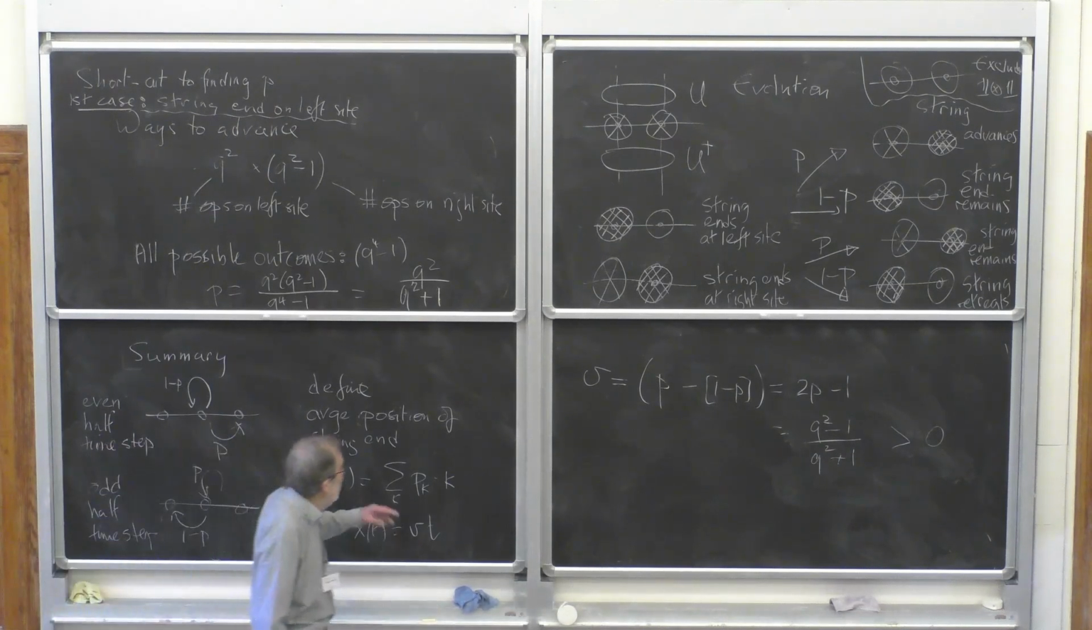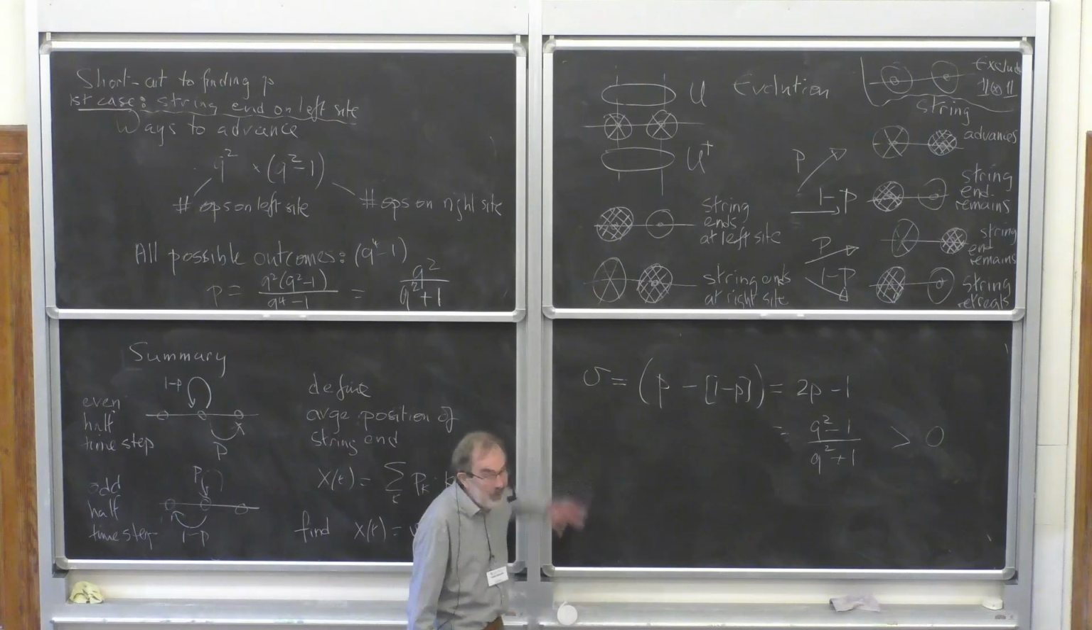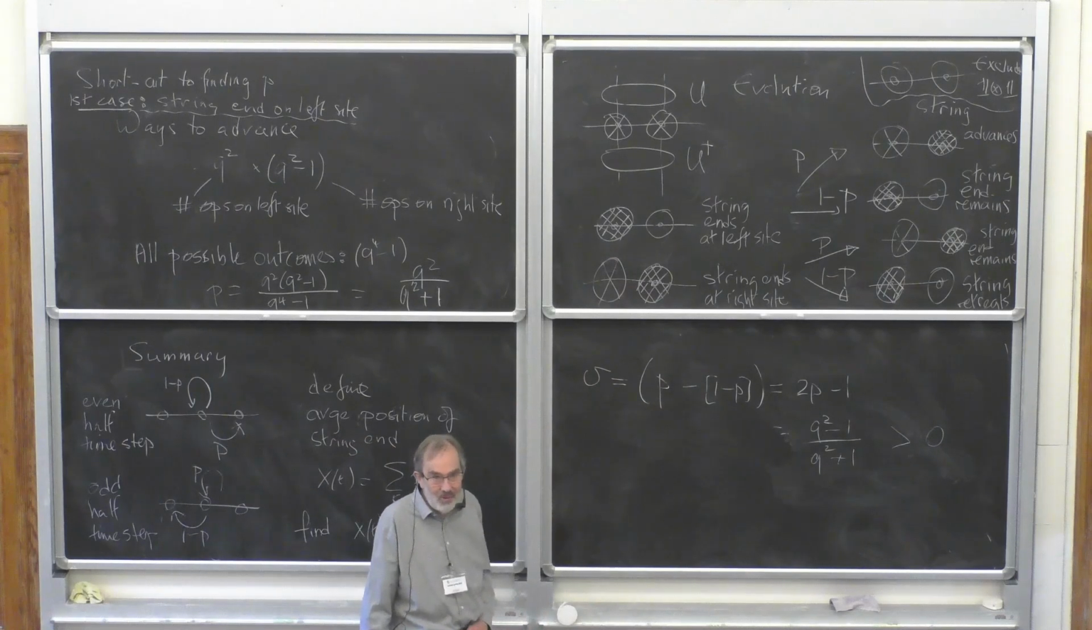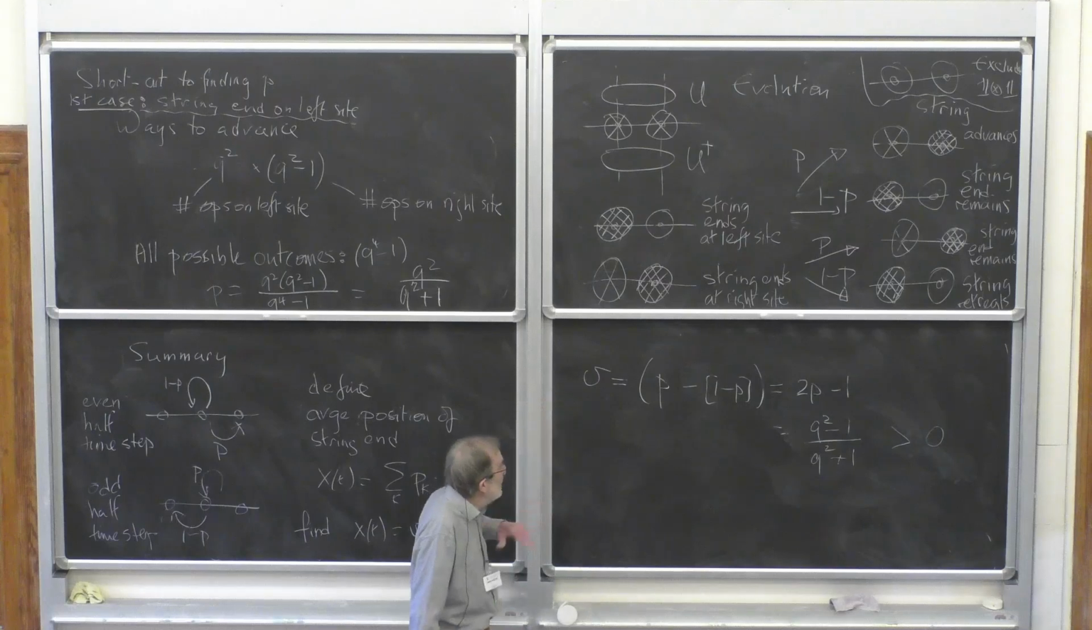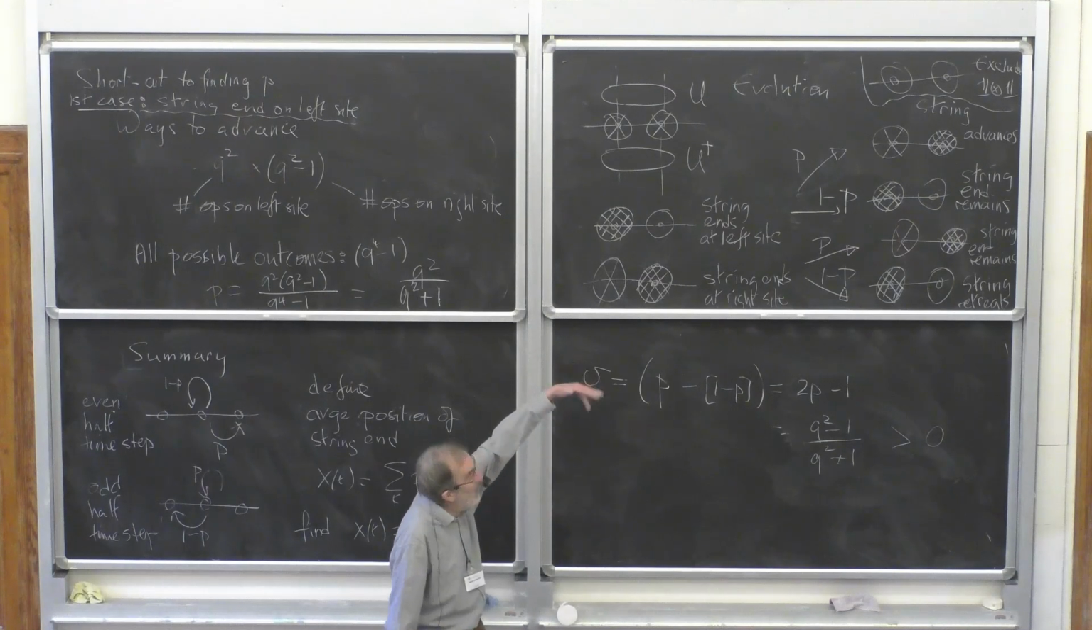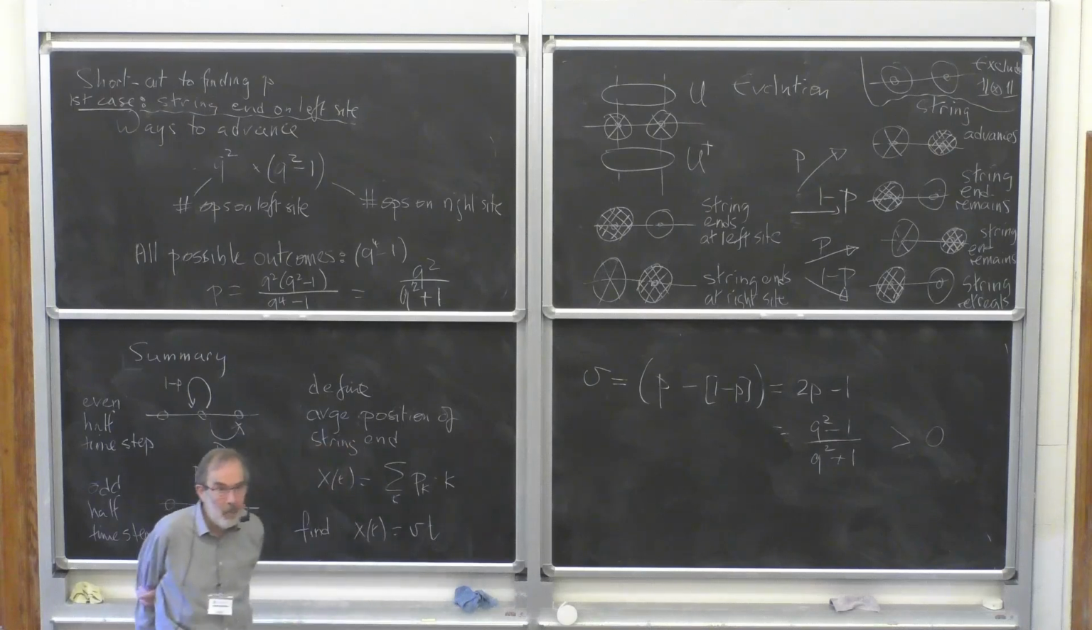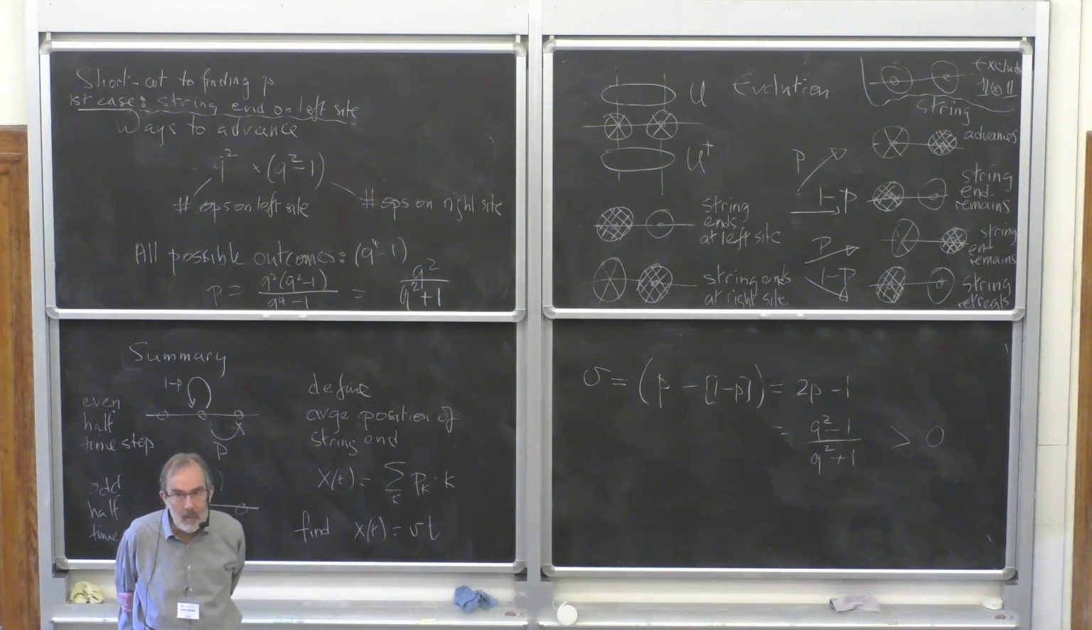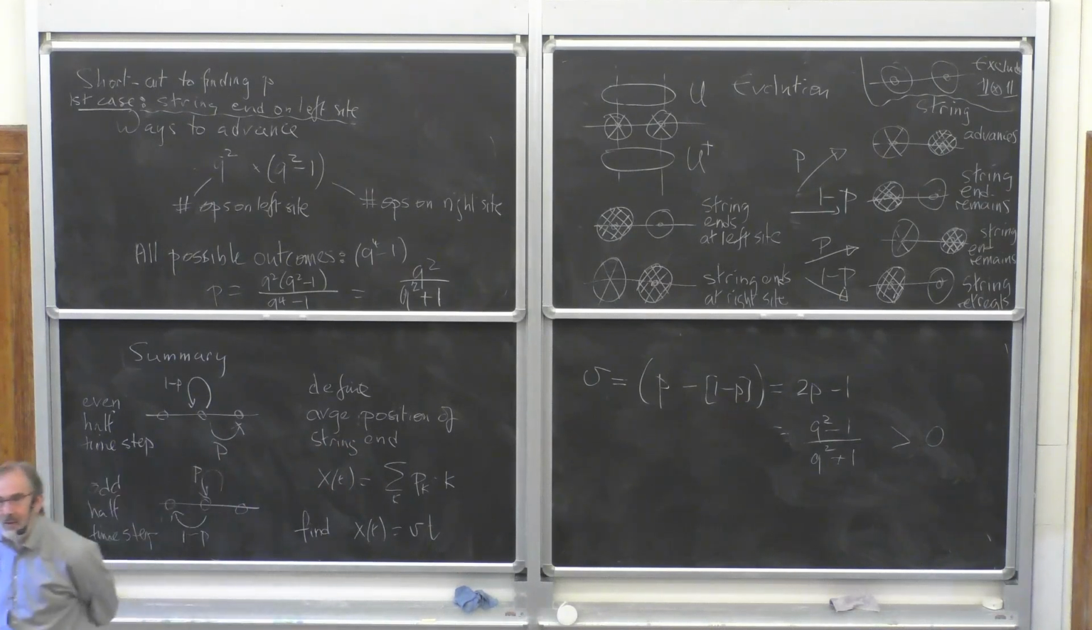But I hope that it's plausible to you that there's a velocity, and the key thing is that the velocity is positive because of this asymmetry that I've been talking about. Any other questions? Yes.